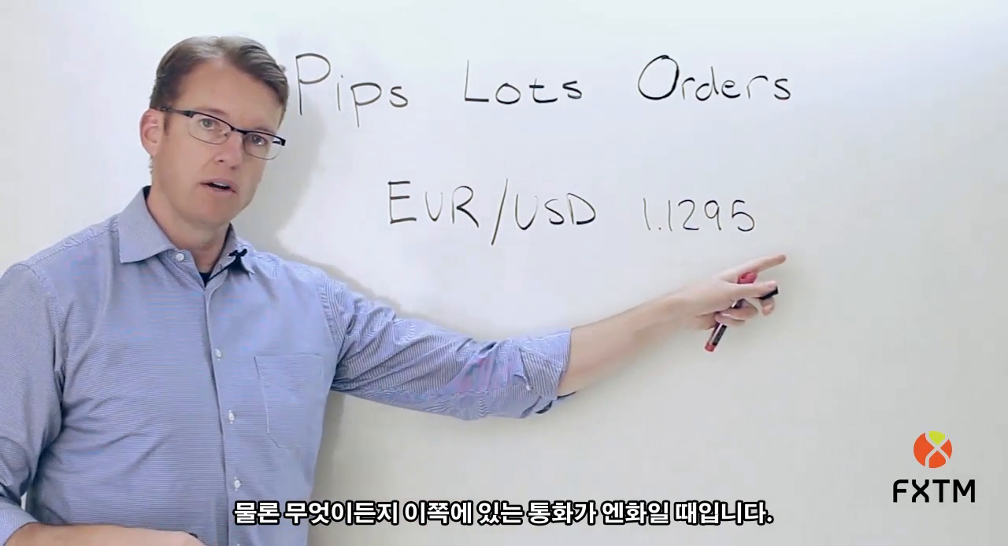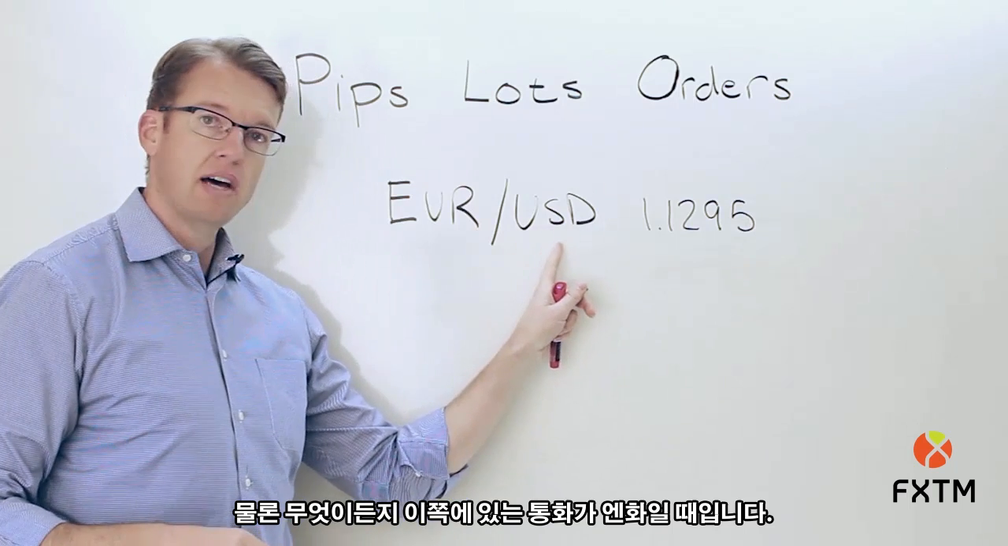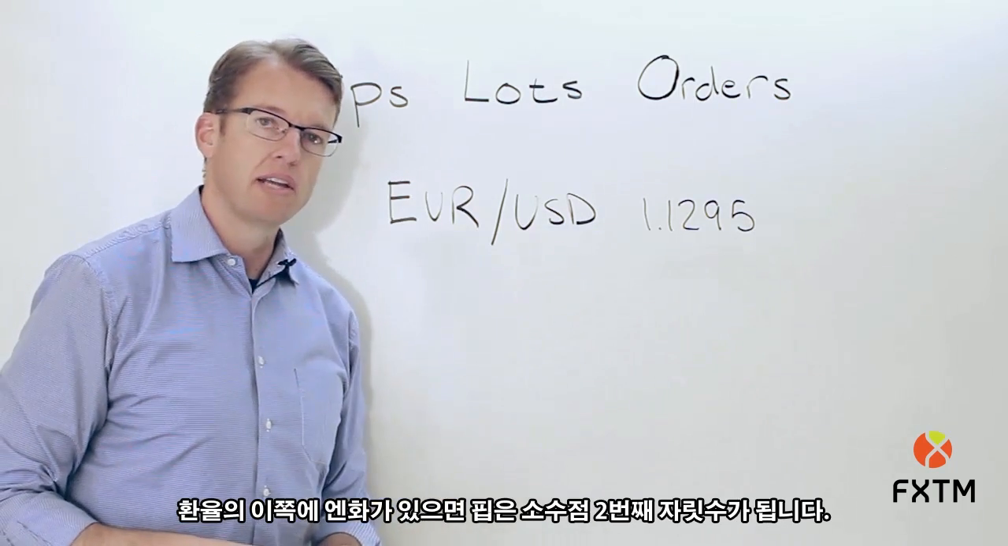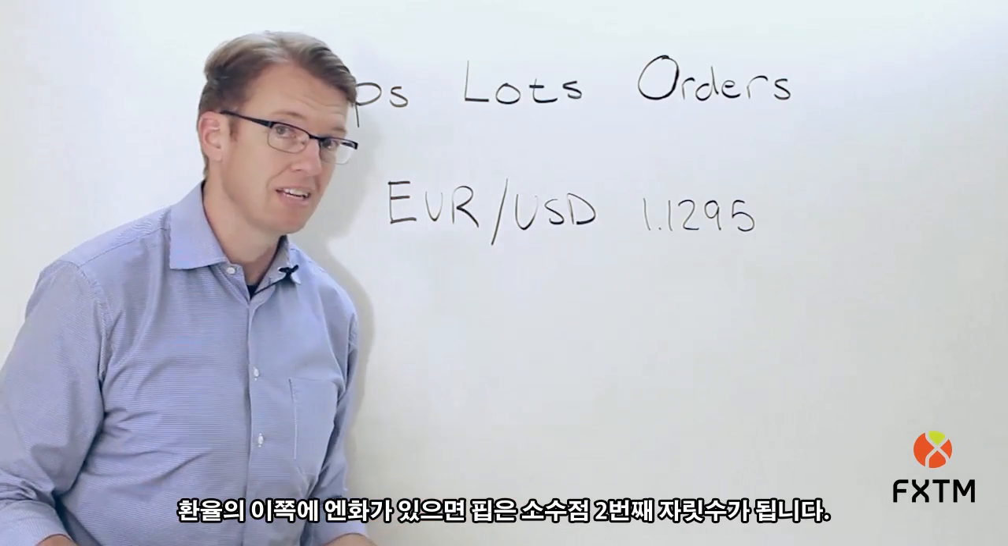Now the exception to this rule, where the pip stands for the fourth decimal place, is of course going to be anything where you have the yen on this side of the exchange rate. So if the yen is on this side of the exchange rate, then a pip will be the second decimal place.